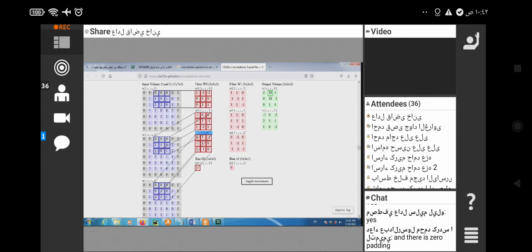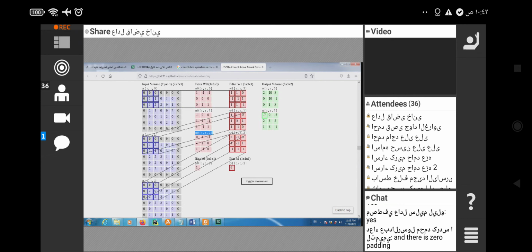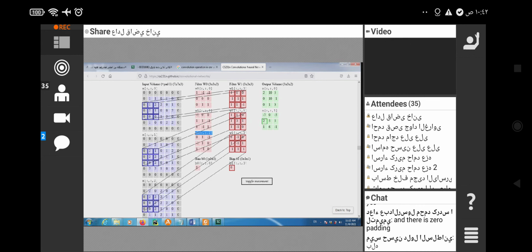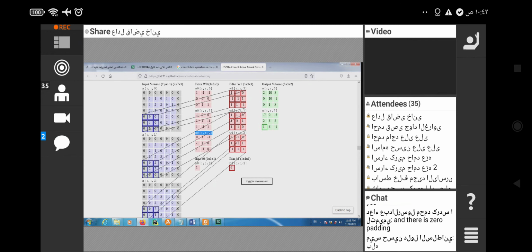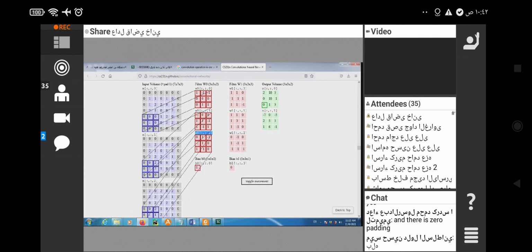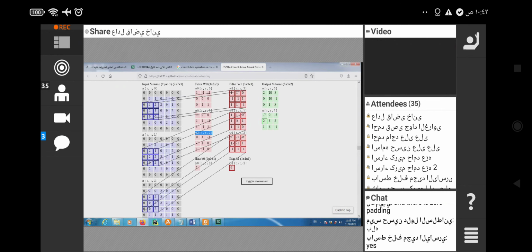As you see here, the three different parts of the kernel are moving on the input. Do you understand this? The input and the filter, both of them are three-dimensional, because we have color images. The color image is three-dimensional, and the filter or kernel should be three-dimensional too.